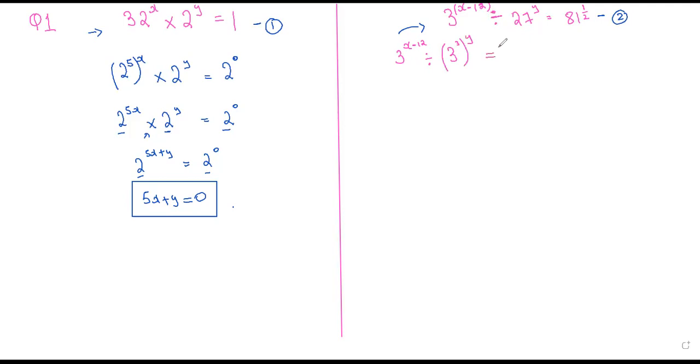Now if you think about 81 directly, it would be very complicated, but we know that 9 into 9 is 81, right? Because 9 square is 81. So I can say that 3 square into 3 square is 81, and bases are same, powers can be added. So 3 to the power 4 is 81, right? And I can write 1 by 2 outside the brackets. Finally, I have 3 to the power x minus 12 divided by 3 to the power 3y equals 3 to the power.